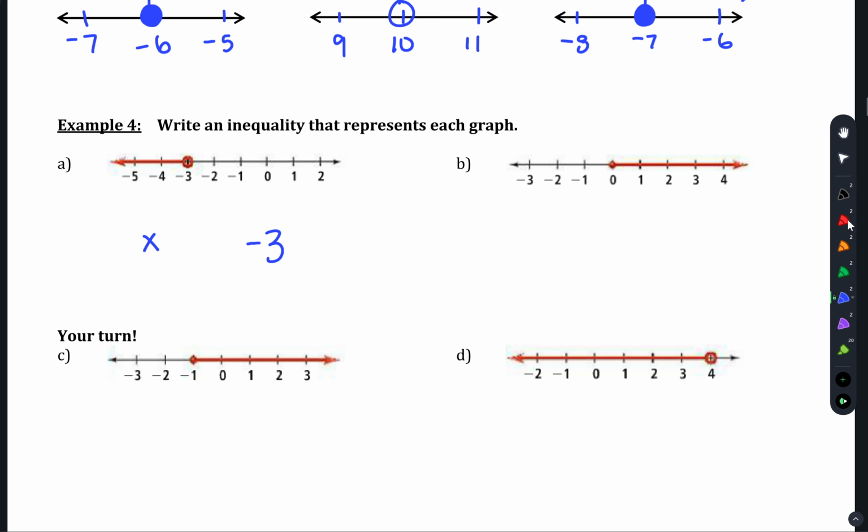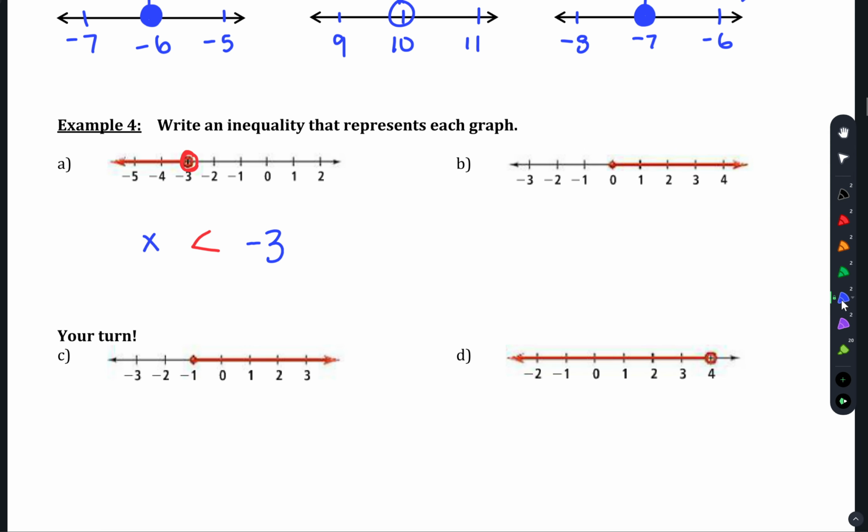Now, the difficult part is figuring out what inequality symbol goes in here. I see that this circle is open, not filled in, so I know that I'm not going to have an equal sign. And it's pointing to the left, which are all the numbers that are smaller than -3, which means x is smaller than -3, aka less than -3.